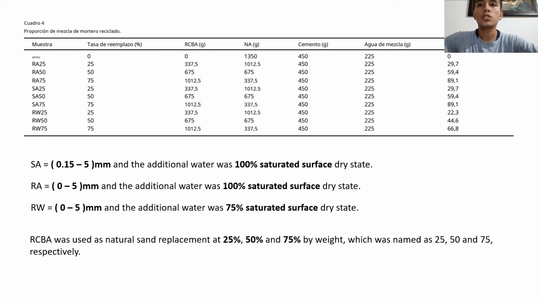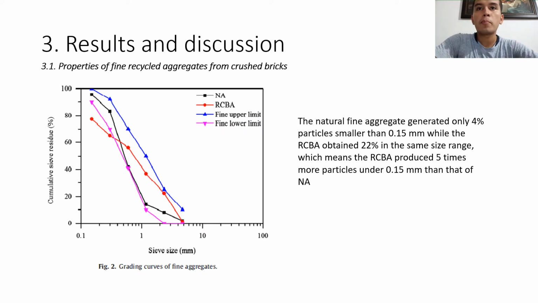RCBA was used as natural sand replacement at 25%, 50%, and 75% by weight, which were named 25, 50, and 75 respectively. In the results and discussion, the properties of RCBA are analyzed.